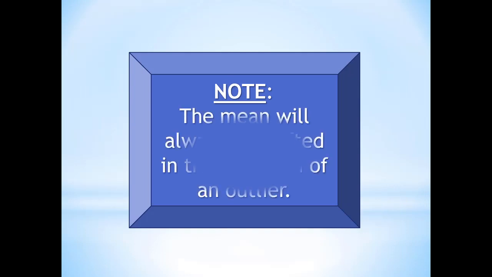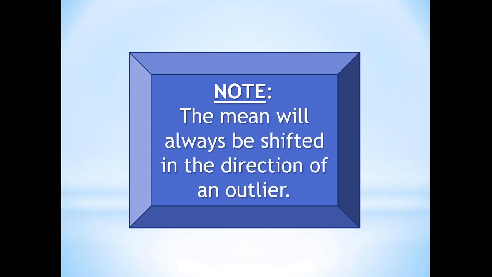So we have another note. The mean will always be shifted in the direction of an outlier. So if you have an outlier that's on the far right side of the set, then the mean will move to the right of the data set. If you have a very small outlier, then that will shift the mean to the left in the data set on the number line.